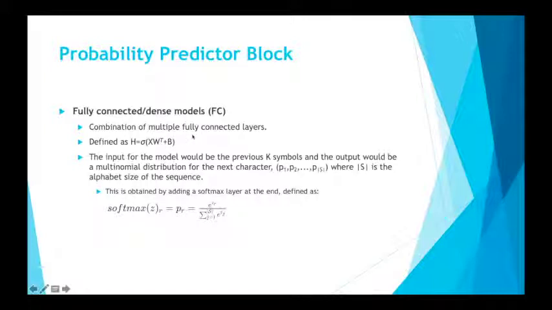The parameters, and b is the bias. The input of the model will be the k previous symbols, and the output will be the multinomial distribution of the next character. So we can represent it as follows.